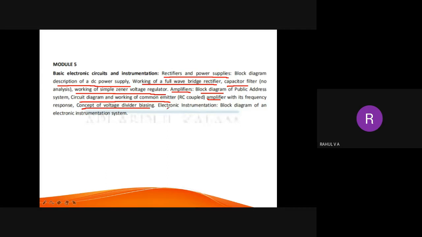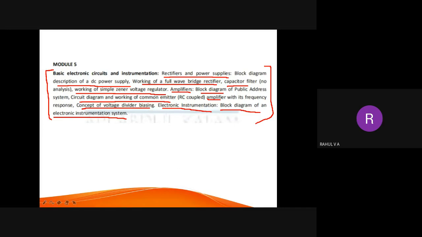Then we have a separate part here, electronic instrumentation. We are just going to learn about the block diagram of an electronic instrumentation system. So this module particularly focuses on circuits rather than components. In the fourth module of electronics, we were discussing components, that is resistor, inductor, capacitor, diode, and transistor. But in the fifth module, we are going to discuss circuits. So using these components, a few important circuits we are going to learn.